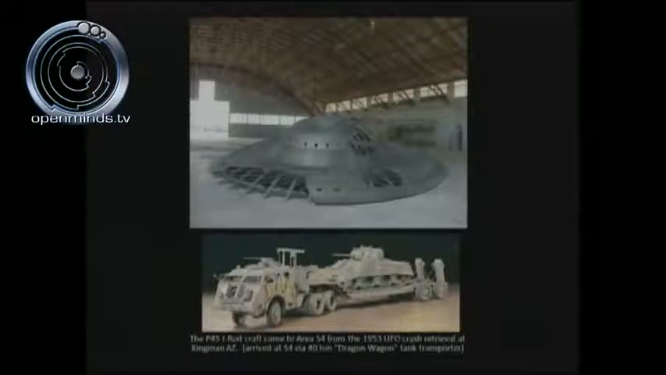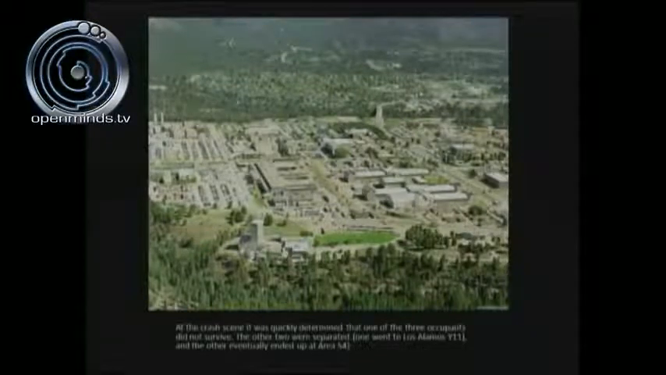So how did the J-Rod craft, or what was termed the Kingman 1953 UFO crash retrieval, how did it get to S4? Ladies and gentlemen, it got there by a 40-ton, what's called a Dragon Wagon tank hauler. That's how they got it there to the facility. Now, in 1953, according to Dr. Dan Burish, there was a UFO crash retrieval at Kingman, Arizona. There were 3 bodies recovered. 1 died on impact. He was still contained in his biocontainment device. The other one went to Los Alamos, and the third and final one went to Area 51 S4. That's the J-Rod that Dan Burish worked with.